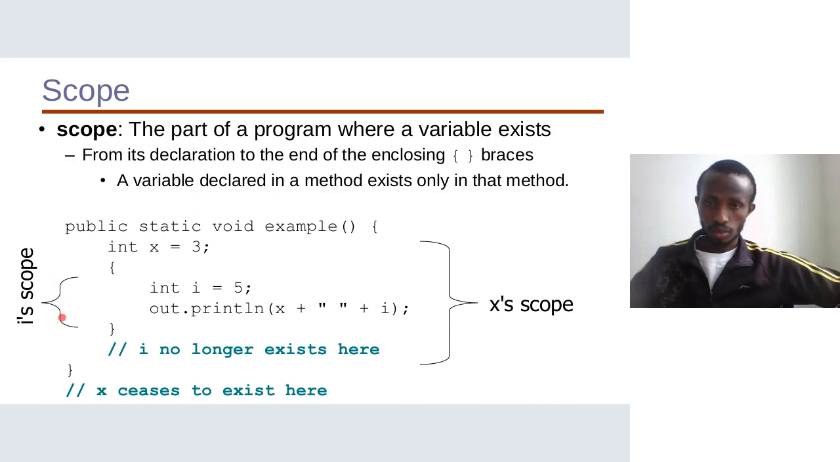It will only be visible within here. So the curly braces set the limits, which limit the scope of a variable. For example, if I tried to call i here, there would be an error.